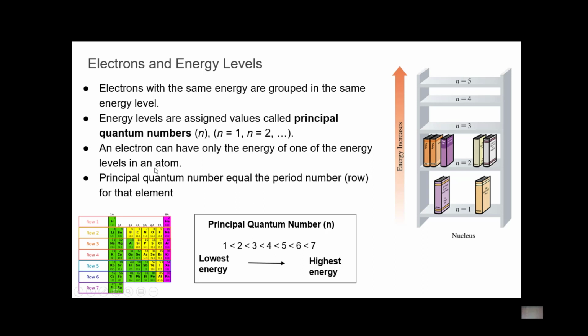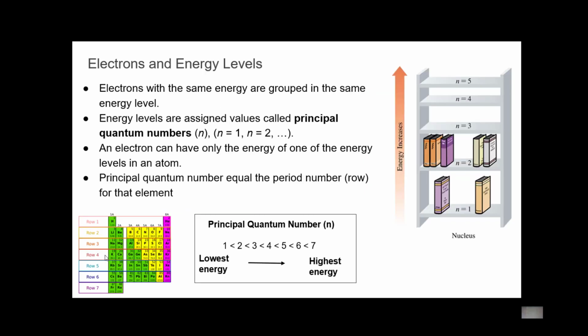Now here's something the book doesn't tell you. When it means n, this is the principal quantum number. That is equal to the period number of the periodic table. This says row because I couldn't find anything that said period on it that highlighted it like this. But period is also row because you go across. So n=1 involves hydrogen and helium. n=2 involves lithium and goes all the way across to neon. So n is equivalent to the period number on the periodic table. So we are now getting from Dodger Stadium and we're moving in a little bit more.